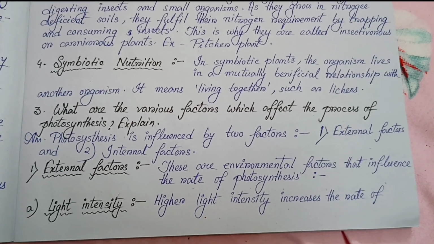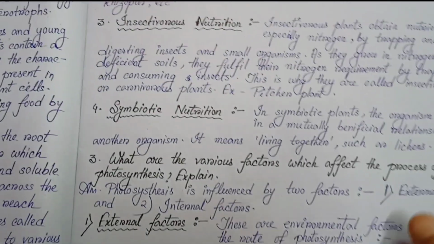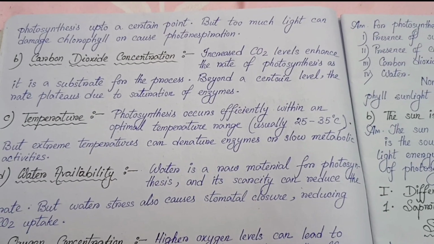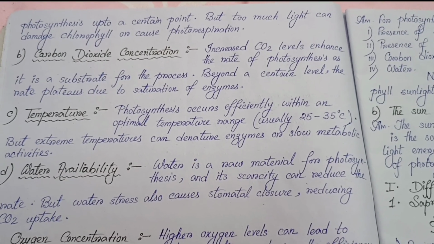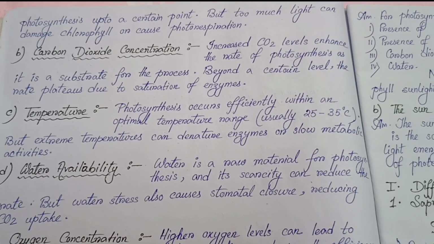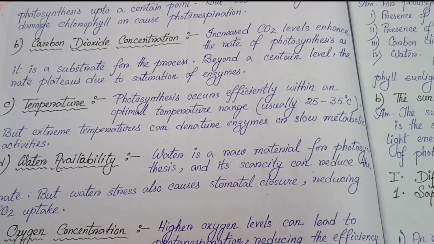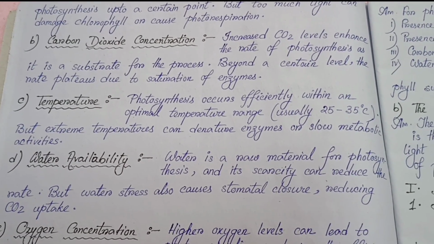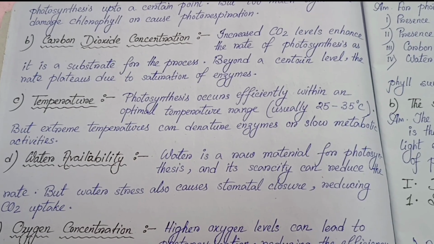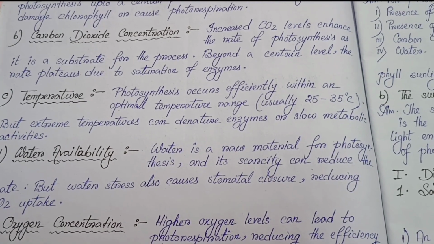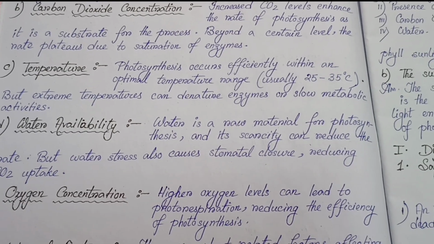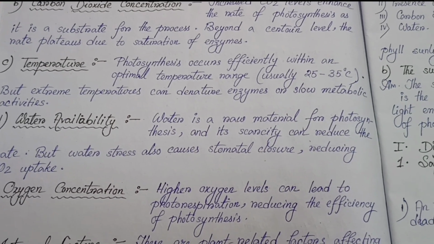Higher light intensity increases the rate of photosynthesis up to a certain point, but too much light can damage chlorophyll or cause photorespiration. Number B, carbon dioxide concentration. Increased CO2 levels enhance the rate of photosynthesis as it is a substrate for the process. Beyond a certain level, the rate plateaus due to saturation of enzymes.